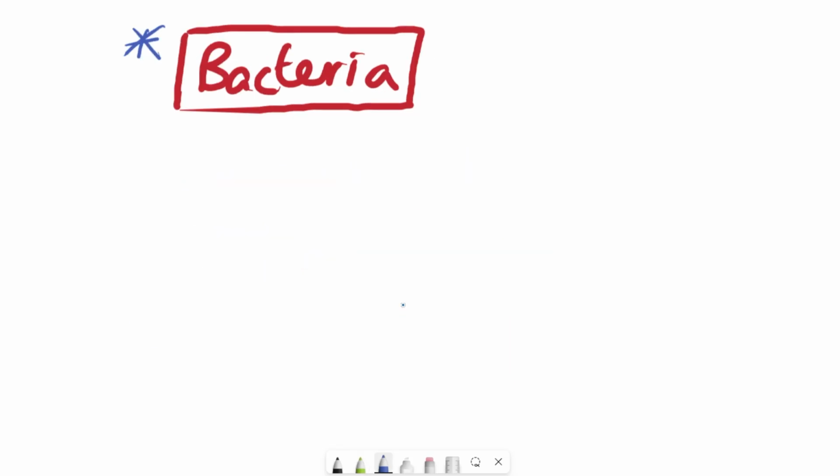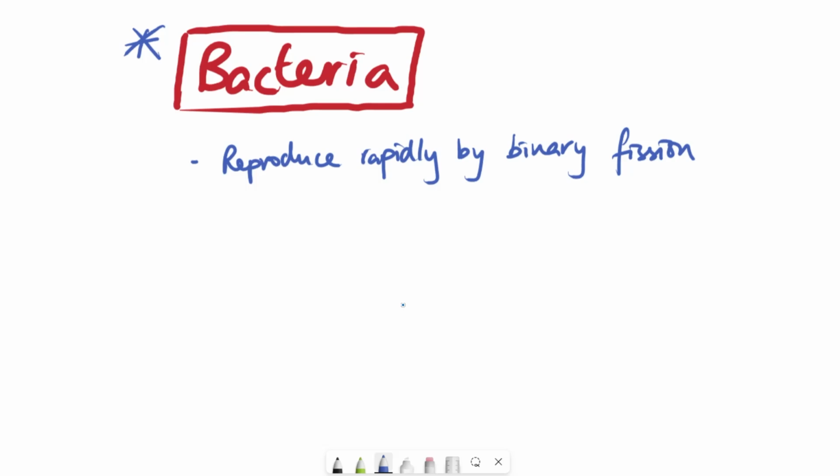Now on to bacteria. Bacteria are a type of prokaryotic cell. They are able to reproduce rapidly by something called binary fission. We've learned previously that animal and plant cells reproduce by mitosis, where the cell splits into 2 through a series of steps. For bacteria, it's quite similar. It's still about a cell splitting into 2, but the process happens a lot quicker, at about once every 20 minutes. Bacteria's ability to reproduce so quickly is why they are able to infect individuals quickly as well.